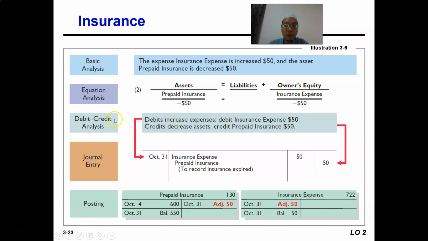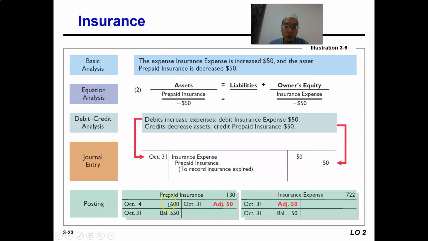So in terms of the debit and credit analysis, because we want to increase our insurance expense, then we debit our expense. And because we want to reduce our asset, therefore we credit our asset, which is called prepaid insurance, for $50. And this is the journal entry. On 31st October, we debit our insurance expense by 50, we credit our prepaid insurance by 50, and from there we do our posting to the accounts.